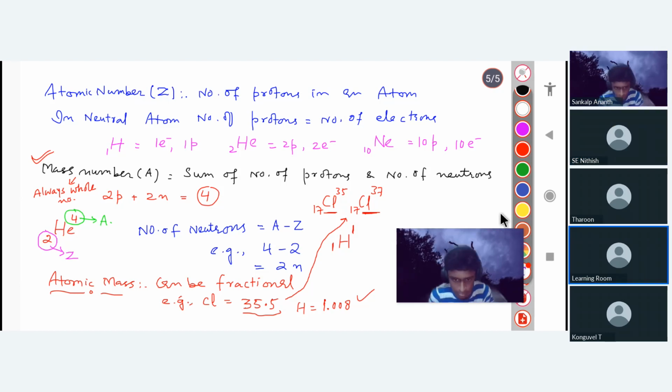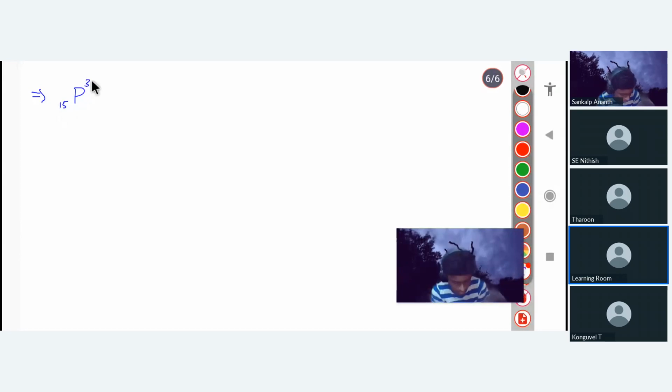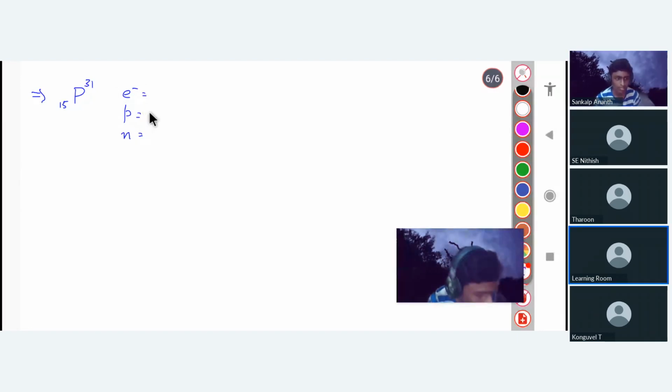Shall I move to the next page? Yes, sir. So I hope that now you can calculate the number of electrons, protons, and neutrons. For example, phosphorus, atomic number 15, mass number 31. How many electrons, protons, and neutrons are there? Protons are 15, electrons are 15, and neutrons are 16. Exactly, 16. Very good.